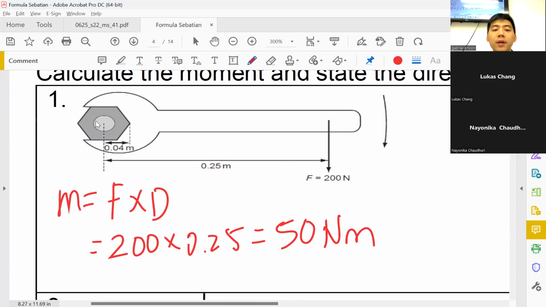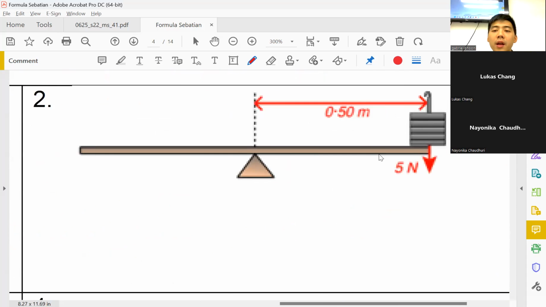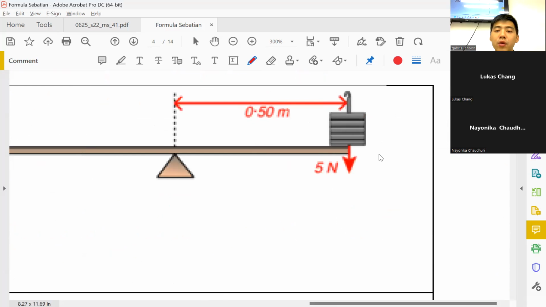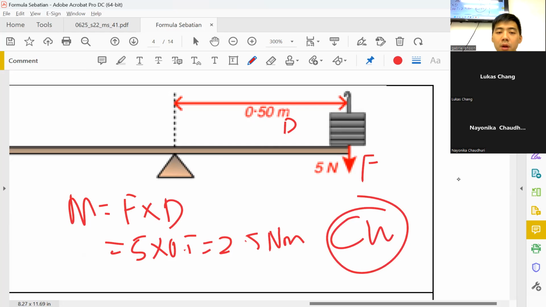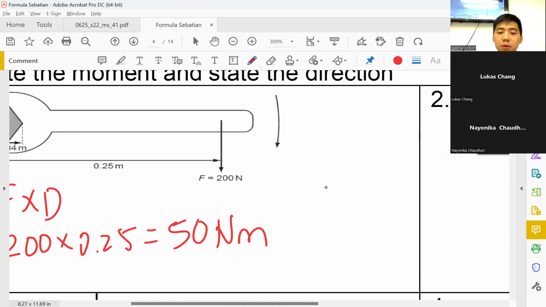Easy, straightforward, right? Then the second question is essentially the same thing. You identify that this is your force and this is your distance. Moment equals force times distance. In this case, 5 multiplied by 0.5, which gives you 2.5 Newton meter. Oh, sorry, this is definitely clockwise. And the one previously was going to be clockwise as well.